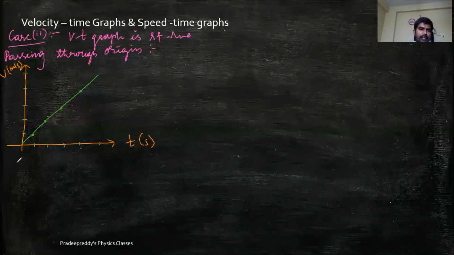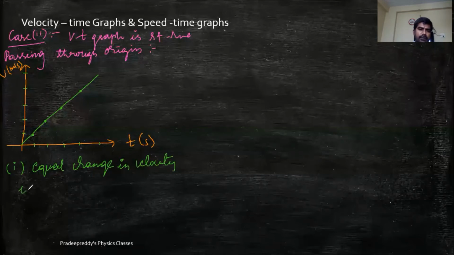So I can write conclusion number 1. What conclusion are you getting? Equal change in velocity in equal intervals of time. This is the conclusion which you are getting.